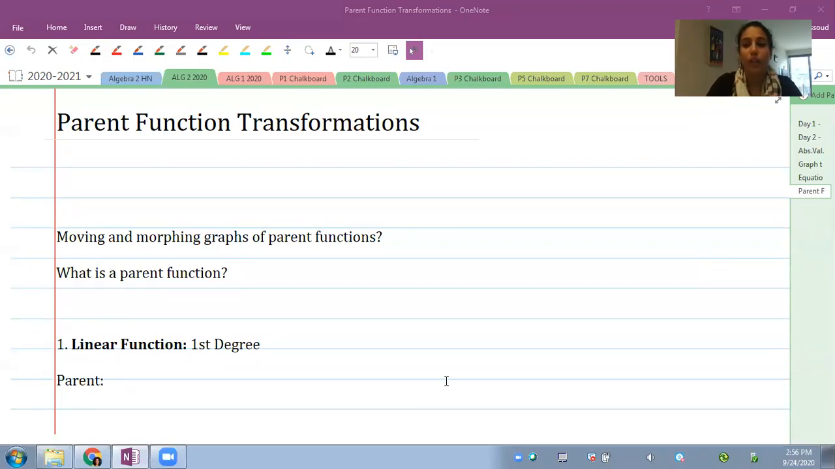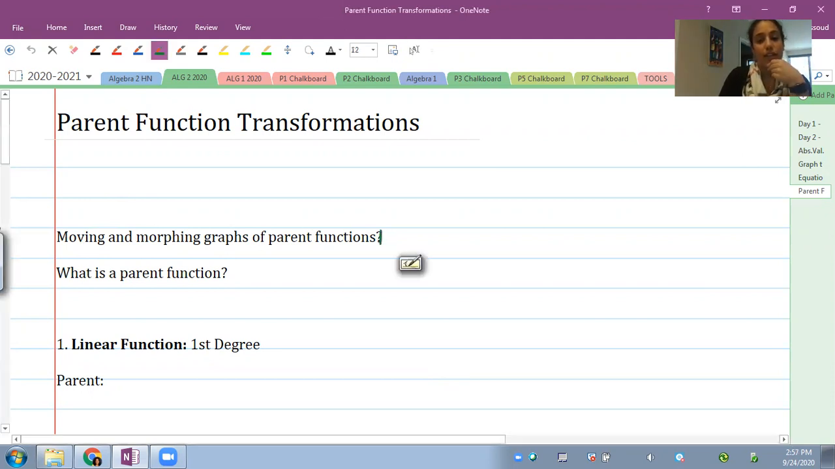Everybody. We are going to learn today how to transform parent functions. This is a new topic and we are going to go over it next class. So let's get started. But I'm going to split it into two videos because I don't want it to be one really long video. So we are going to be moving and morphing graphs of parent functions. That's not a question, that is a statement.